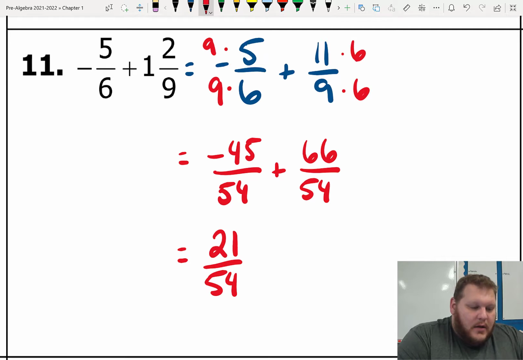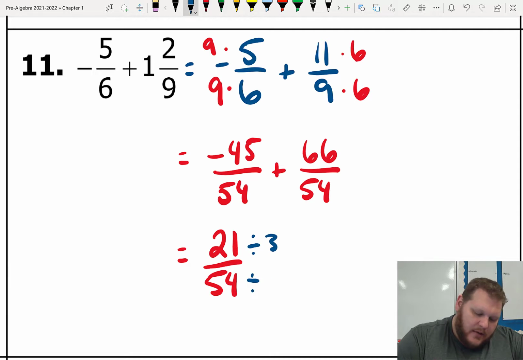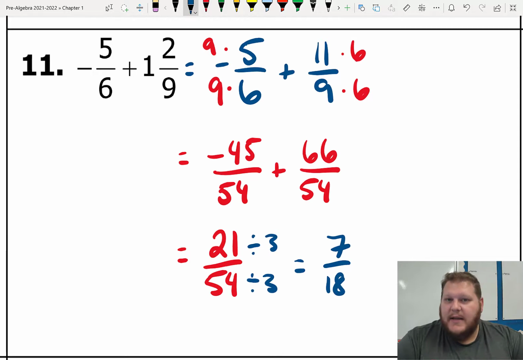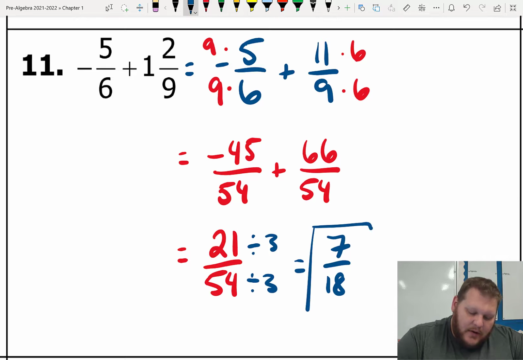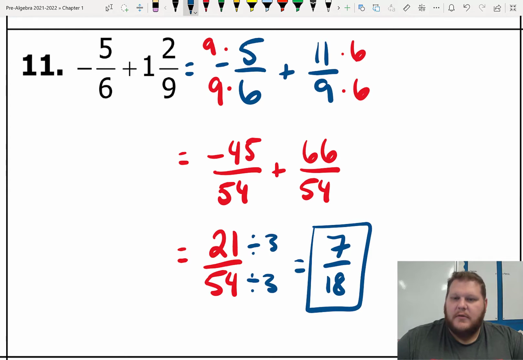So when I reduce this, I can divide top and bottom by 3, because this is something that is reducible. I can divide by 3 on top and bottom, and you end up with 7 over 18, which would be the same answer as if you did it with the least common denominator of 36.